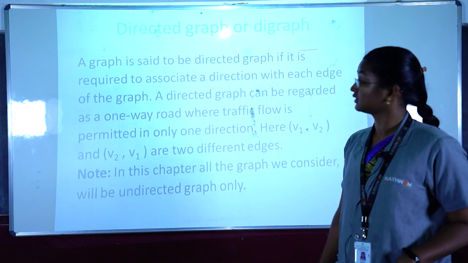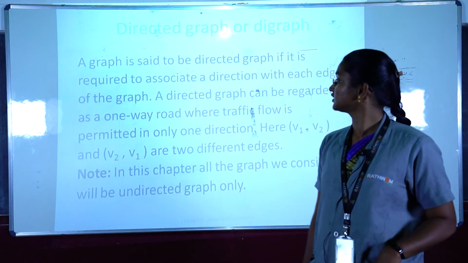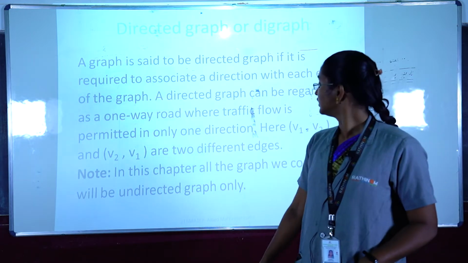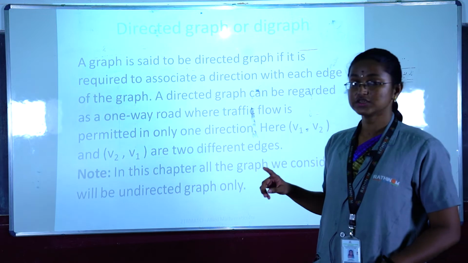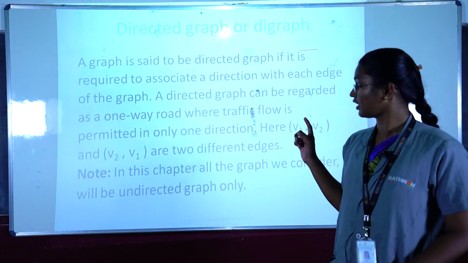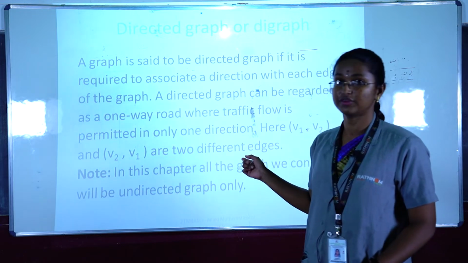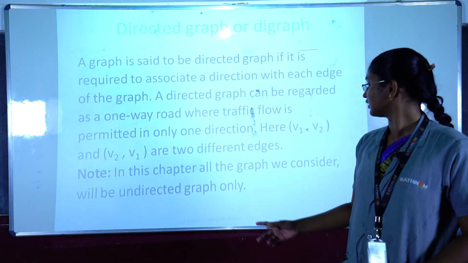This is the application of a directed graph. In a one-way road, traffic flow is permitted in only one direction. In this case, V1 to V2 is an edge. It is different from V2 to V1.